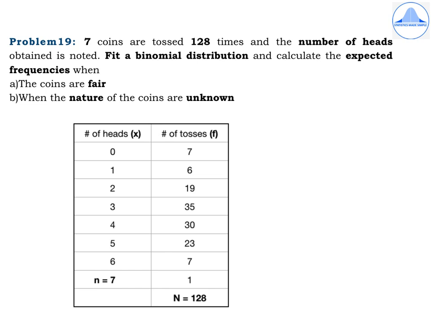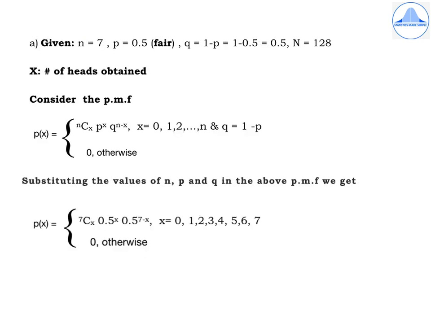Now this problem has two subdivisions. The first subdivision is that the coins are fair, and the second subdivision, the nature of the coins are unknown. Now, each of these subdivisions can be asked as a 5-mark question. So let's get started with the first subdivision, that is, the coins are fair.